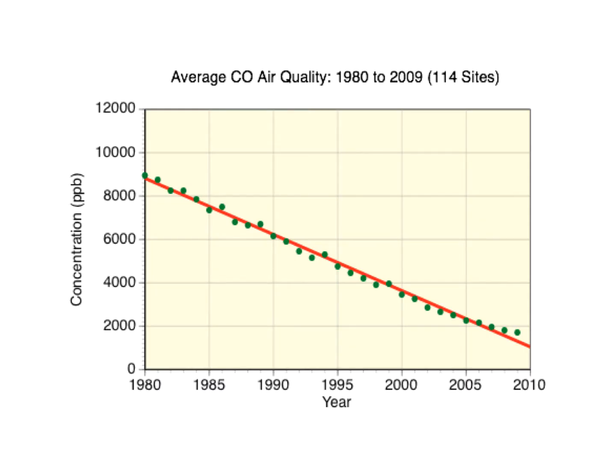Here we see a graph showing the change in the concentration of carbon monoxide between 1980 and 2009 as recorded at 114 different sites across the United States. So we can see that the decrease is in the order of 75%.